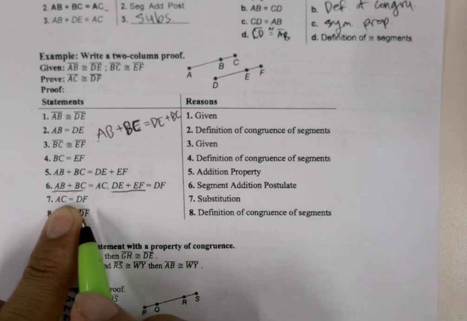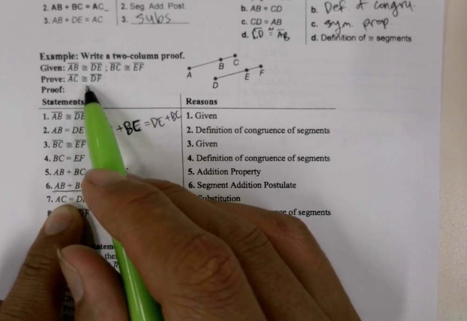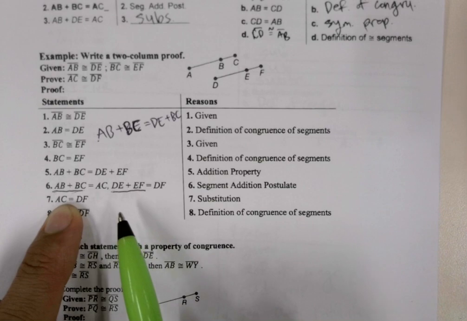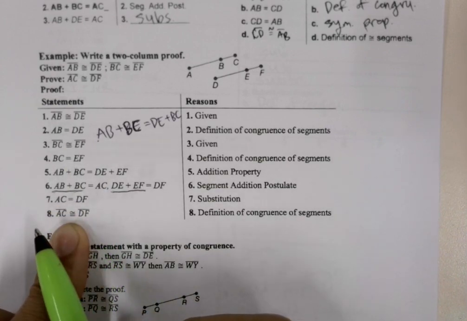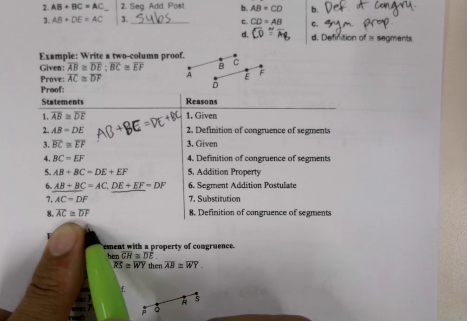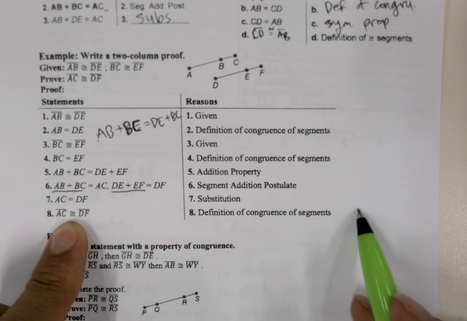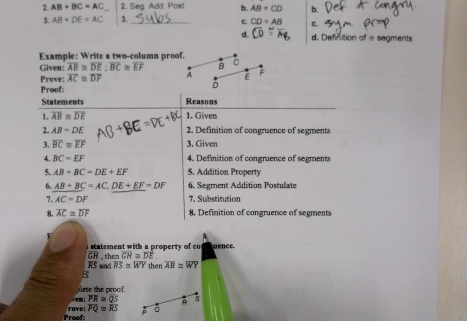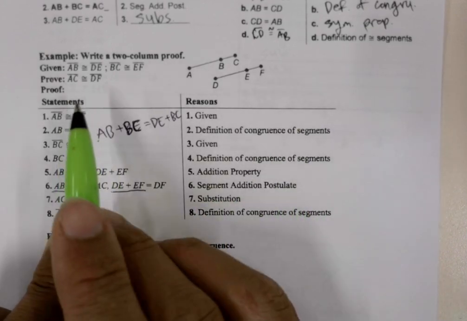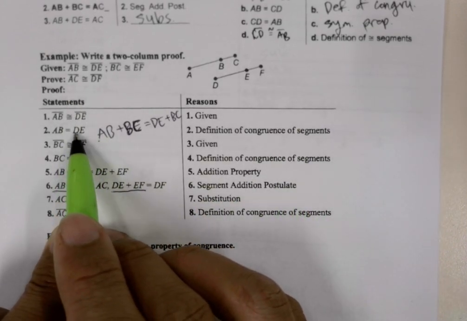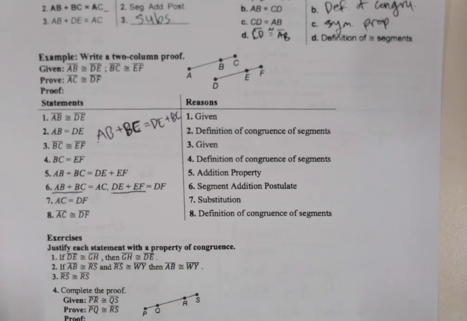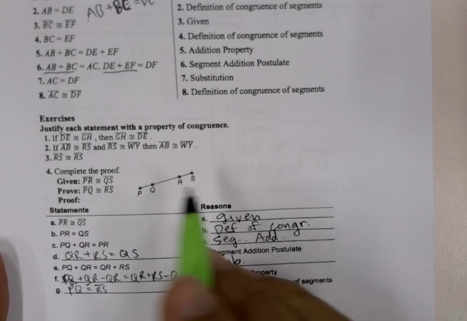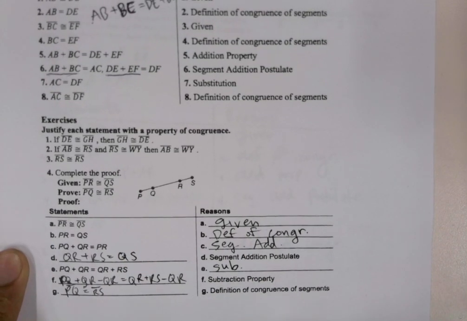And then finally, we're not trying to prove equals. We're trying to prove congruencies. So we need to change the equals back to congruence and use line segment AC as congruent with line segment DF. And the reason for that is going to be definition of congruence, right? Definition of congruence lets us go from congruence to equals. It also lets us go from equals back to congruence. All right. And then lastly, we have our exercise down here.